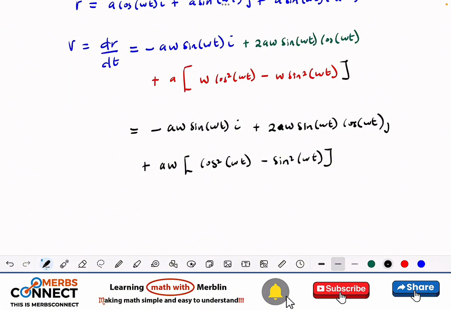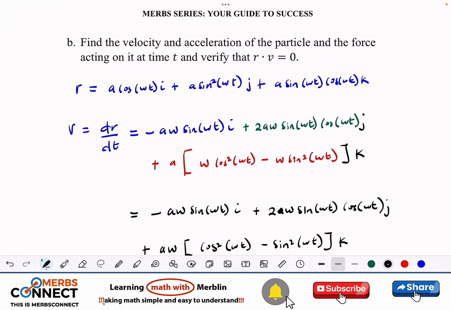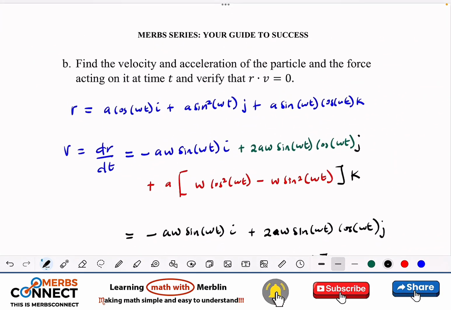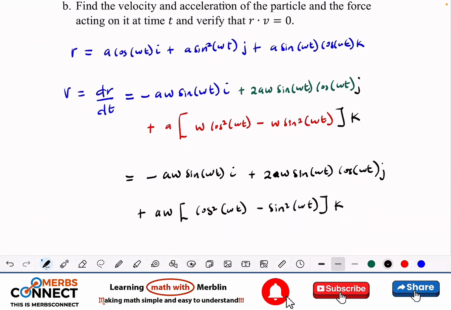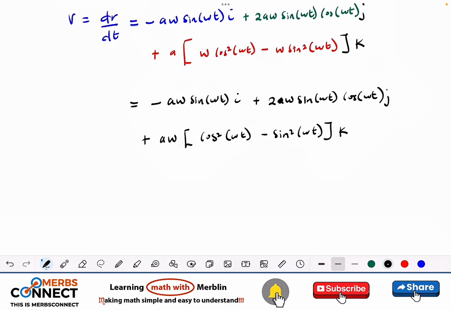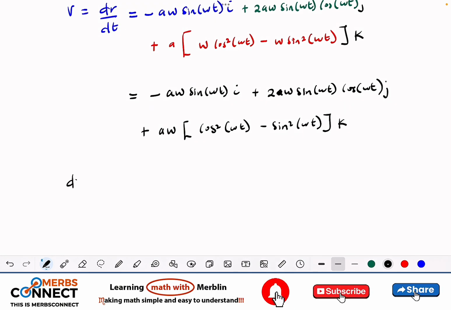Let me add the j to it, and this one should be going with k. So this is the velocity. Now let's find the acceleration, right? Acceleration is for us to differentiate the velocity. So we need to differentiate the velocity and we are going to get it.